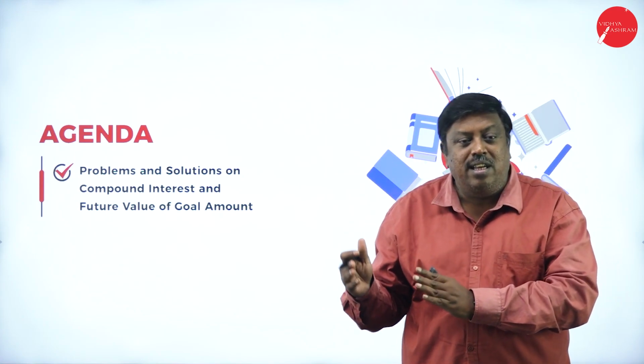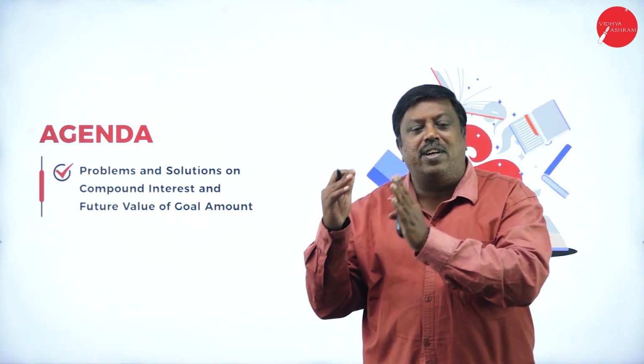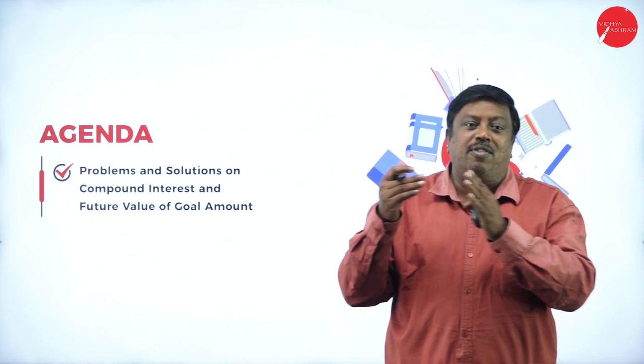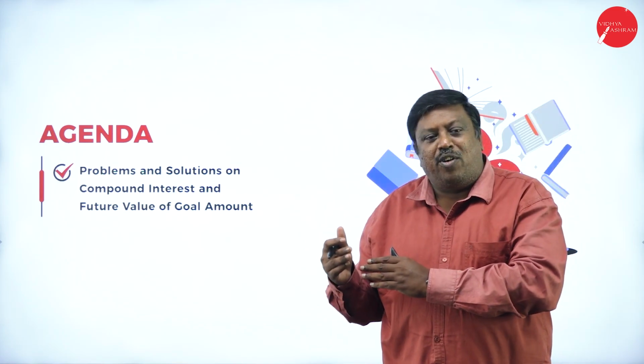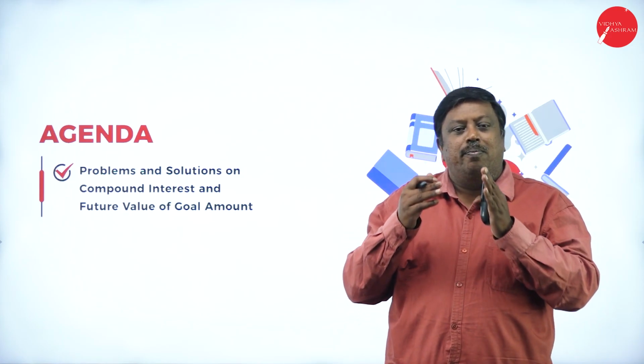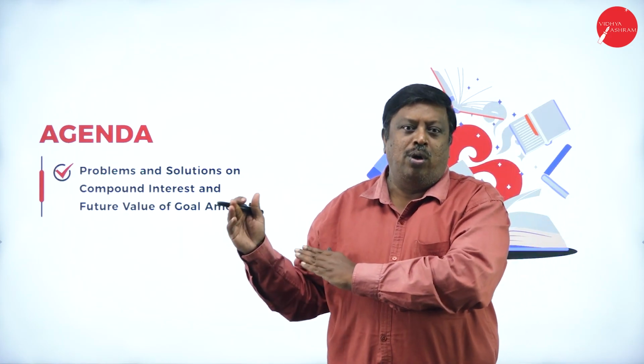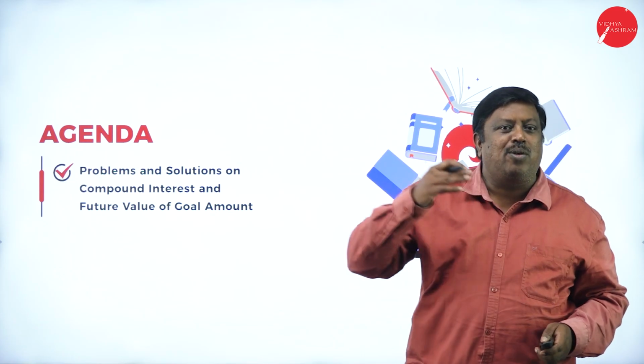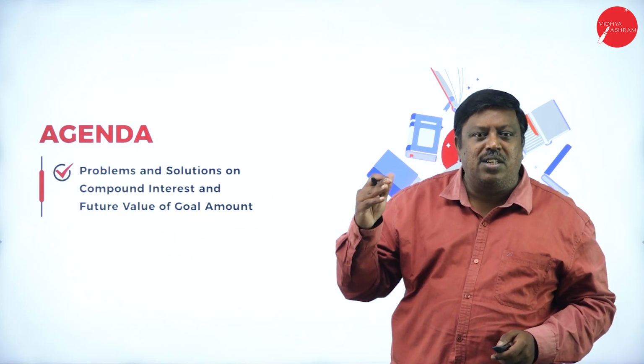For example, if a person wants to save money for his future and the term is 1 to 3 years, then we call it a short-term financial goal. If a person wants the investment for a period of 3 to 5 years, then we call it a medium-term financial goal. If it is above 5 years, we call it a long-term financial goal.